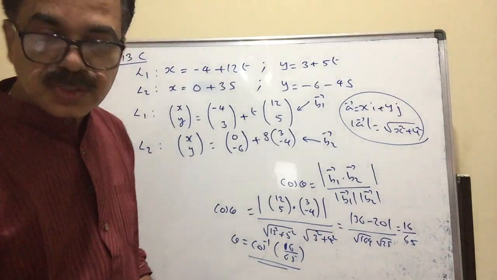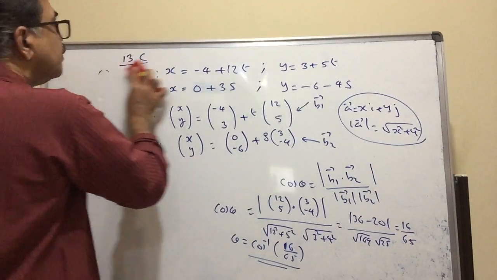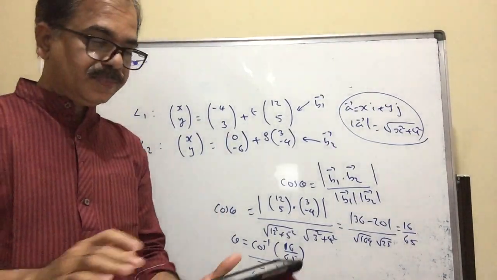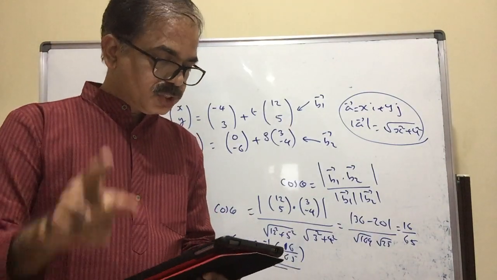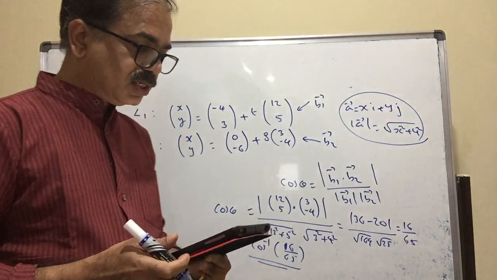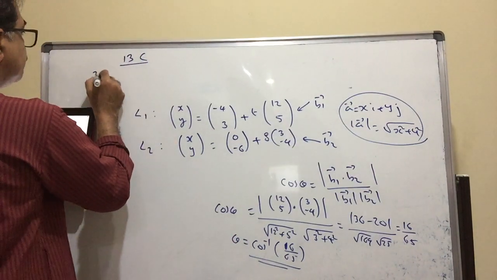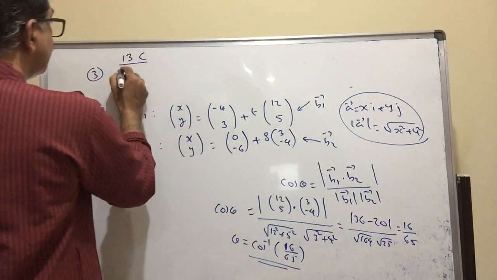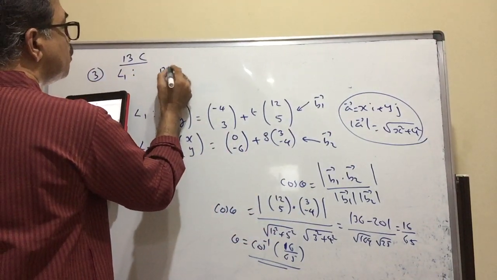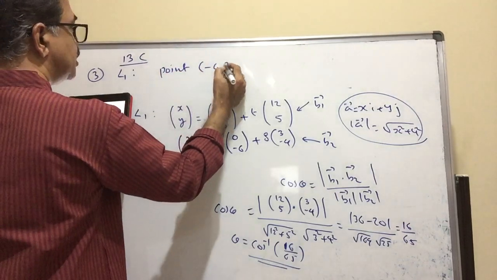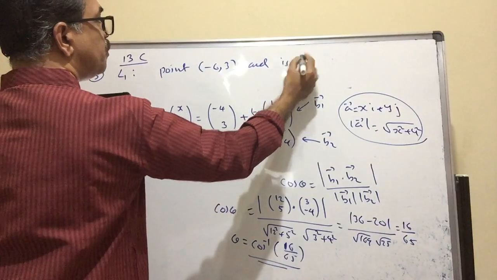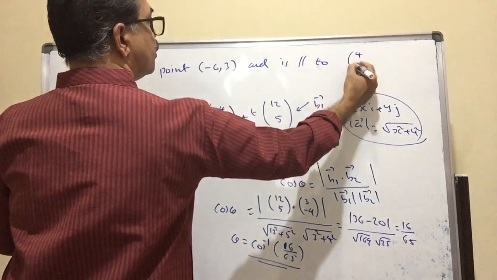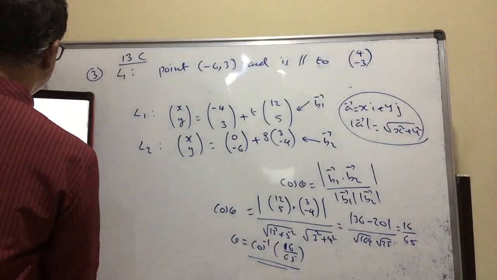Okay, so that's one question. We're going to look at another question from the same exercise. This is question number 3, I'll just read it to you. It says there is a line L1 which passes through the point (-6, 3) and is parallel to (4, -3). That's my L1.